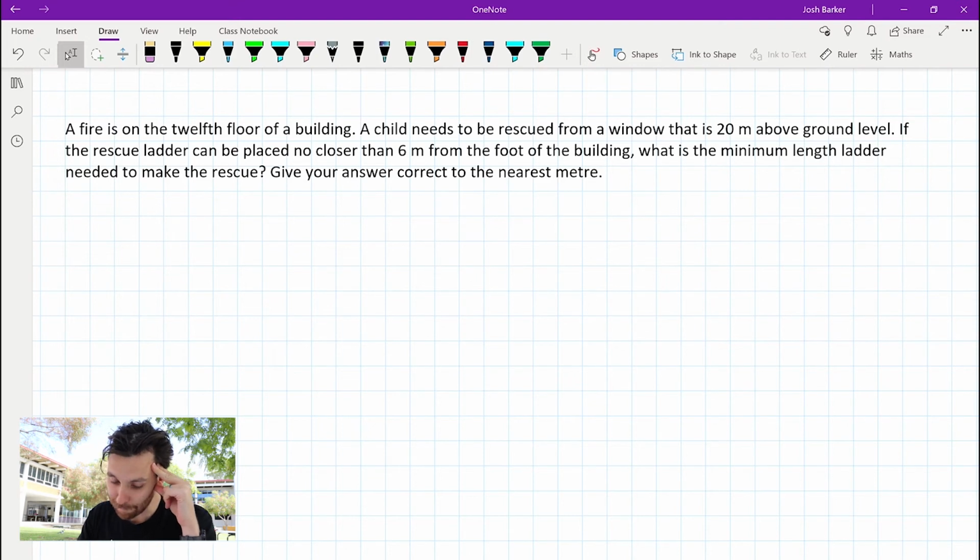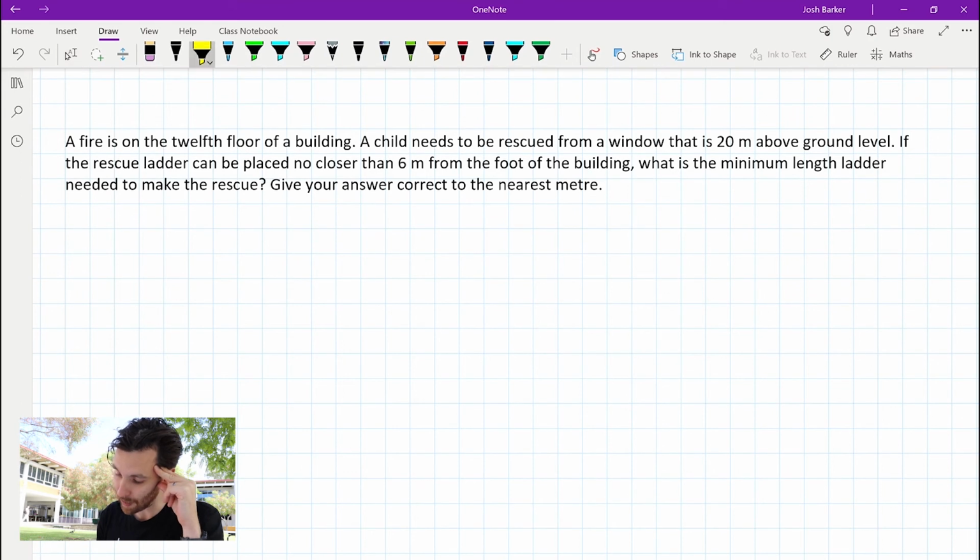We've got a fire on the 12th floor of a building. It's a bit of a macabre example, so I hope that's okay. A child needs to be rescued from a window that is 20 meters above ground level. If the rescue ladder can be placed no closer than 6 meters from the foot of the building, what is the minimum length ladder needed to make the rescue? We want to give our answer correct to the nearest meter, so there'll be a bit of rounding to do as well.